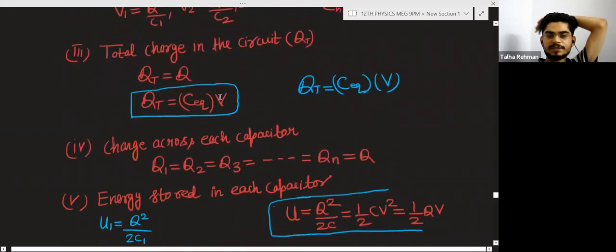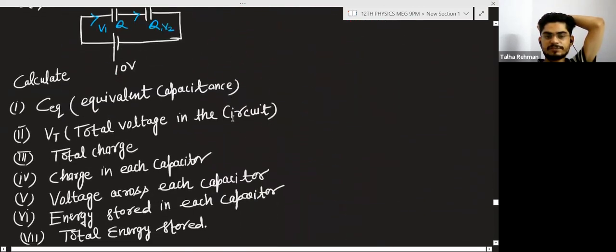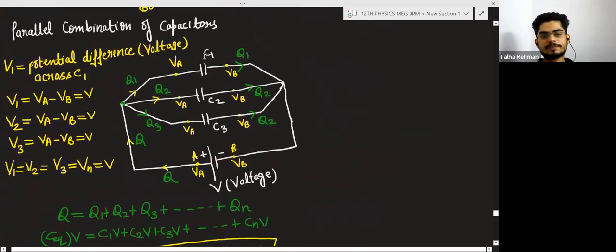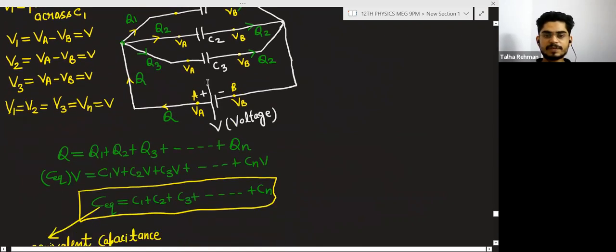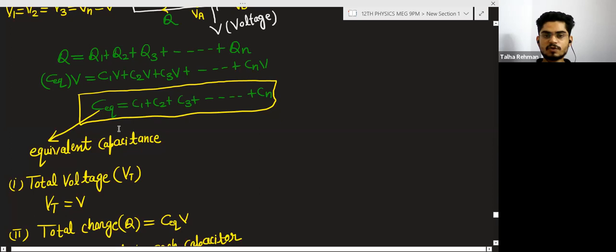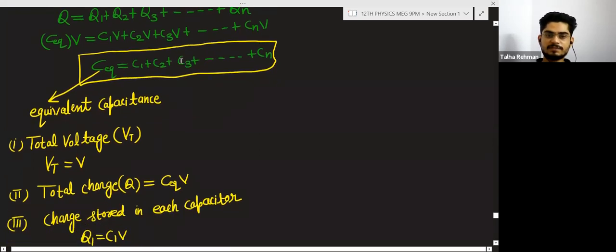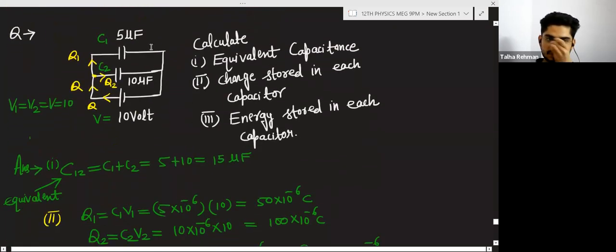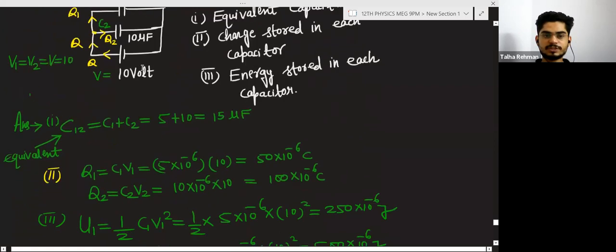After that we have calculated some terms: energy, voltage, charge, potential difference and all that. Then we have the parallel combination of capacitors. In a parallel combination, the potential difference across every capacitor is the same, and the equivalent capacitance is the sum of the capacitances, C1 plus C2. After that we have solved these questions. Actually, you should only revise the notes, then I think that will be sufficient for you. Revise the notes, but properly. Here you can see this is the question we have solved.